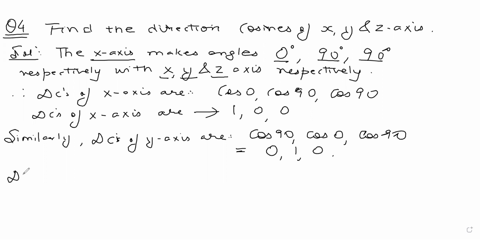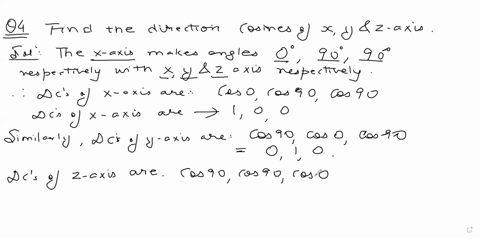And similarly, we can say that the direction cosines of the z-axis are, now the z-axis will make angles of 90, 90 and 0 respectively with the x, y and z-axis. So I can say the direction cosines of the z-axis are cos 90, cos 90 and cos 0, which are nothing but 0, 0, 1.